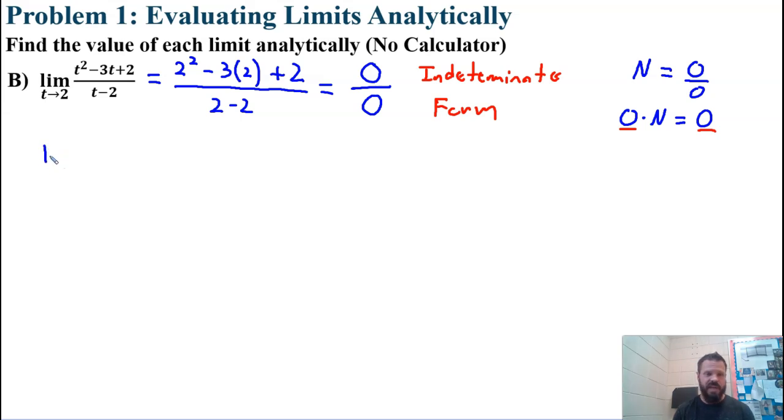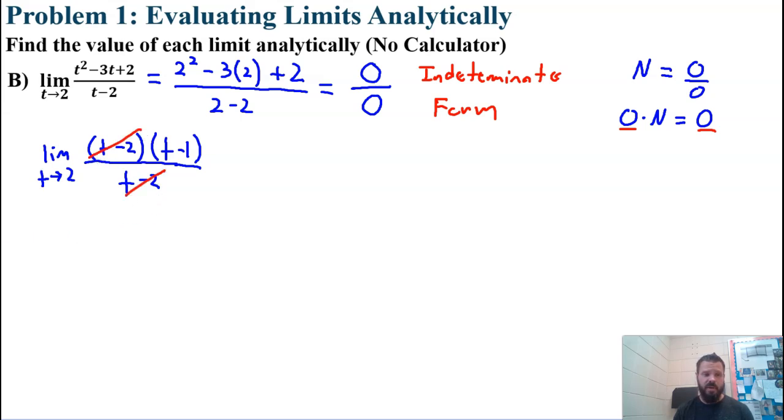So let's rewrite this as the limit as t goes towards 2 of this expression factored. It looks like my numerator I could factor as t minus 2 times t minus 1. Denominator is just t minus 2. That's factored already. All right, what I have then are some factors that will cancel. There's a factor of t minus 2 on top and bottom.